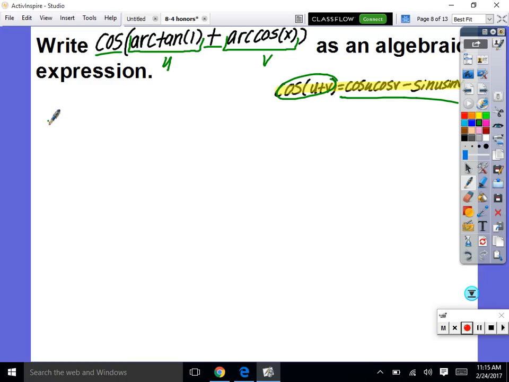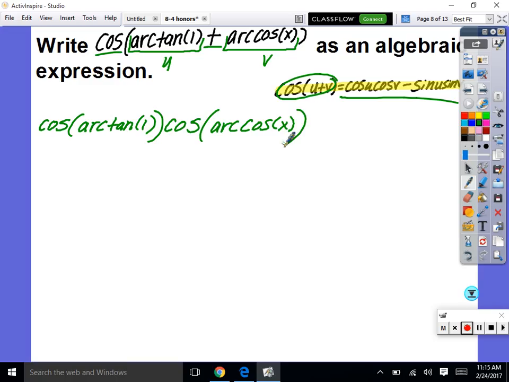So with cosine, we have cosine of the front thing, so it'll be cosine of arc tangent of 1. And then we have cosine of V next, so times cosine of arc cosine of x. And then the opposite for cosine, so minus, yikes, I'm going to have to smash it in. Minus sine of arc tangent of 1, and then times sine of arc cosine of x. Hate that it's all squished.